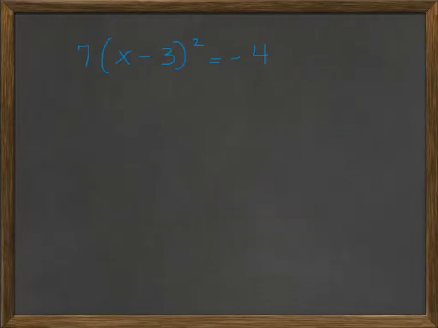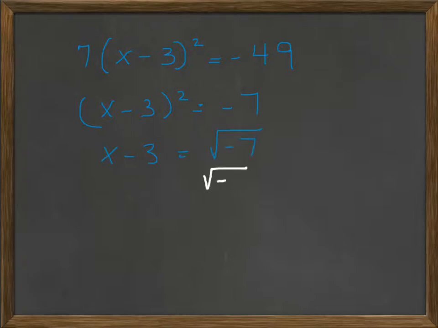Now here's a second example. In this case, we are taking 7 times the quantity (x - 3)² = -49. And remember, we have to isolate the square by itself so we can take the square root of it. So we're going to divide both sides by 7, giving us (x - 3)² = -7. And then we're going to take the square root of both sides. x - 3 is equal to the square root of -7.